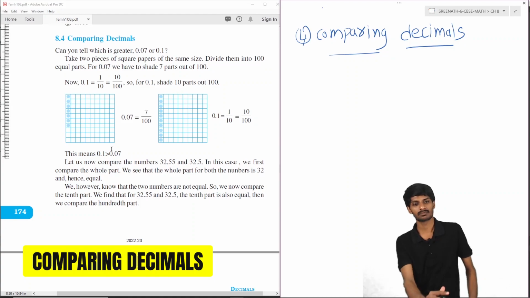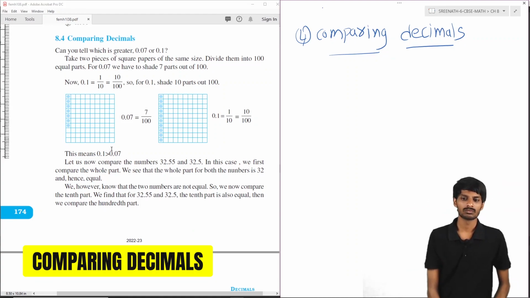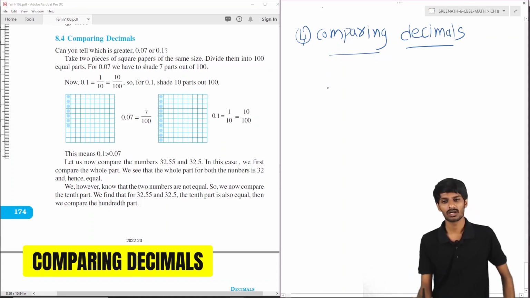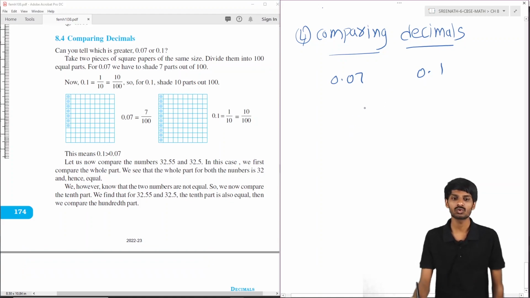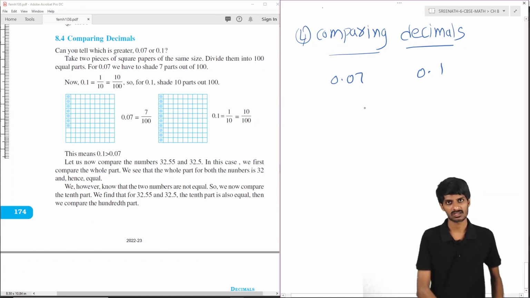So, comparing decimals, students. We know what decimals are and how to represent them. 0.07 is a decimal, 0.1 is a decimal. Which is greater or which is smaller? How do we compare decimals, students? For that, we will first check the pictorial representations.